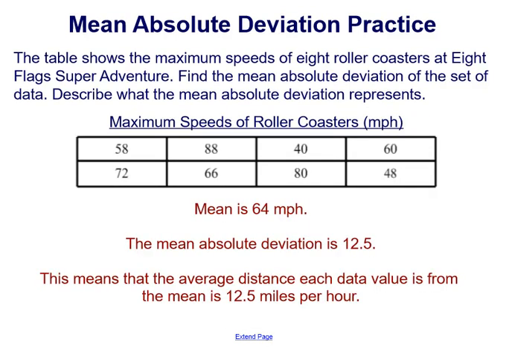The mean is 64, so the mean or average speed of the roller coasters is 64 miles per hour. The mean absolute deviation is 12.5. That means the average distance each data value is from the mean is 12.5 miles per hour. So that's how much the speed differs from the mean. That's what the mean absolute deviation, again, tells us. It's just one more way to analyze the mean and all the different values compared to it.